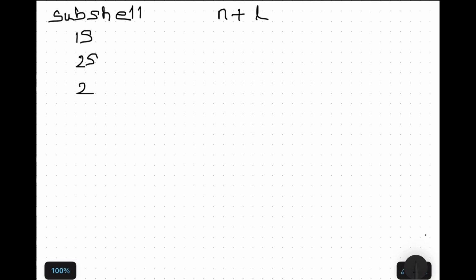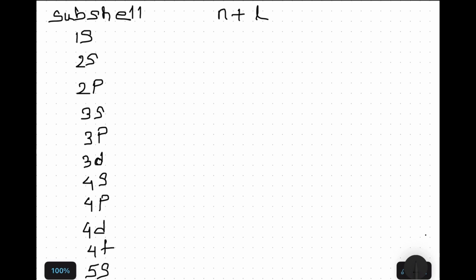Now let me explain it in more detail. Here I am going to write subcell and the value of N plus L. Now 1s, 2s, 2p, 3s, 3p, 3d, 4s, 4p, 4d, 4f and 5s, like this.